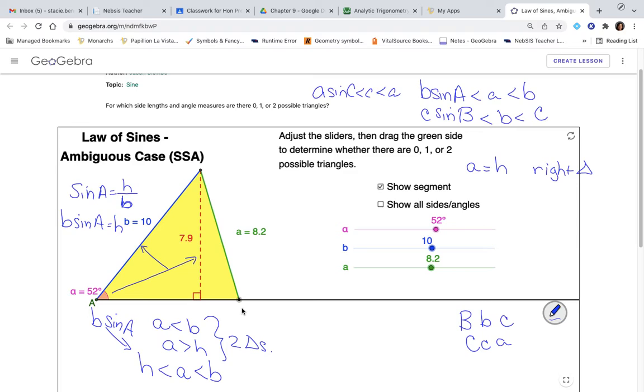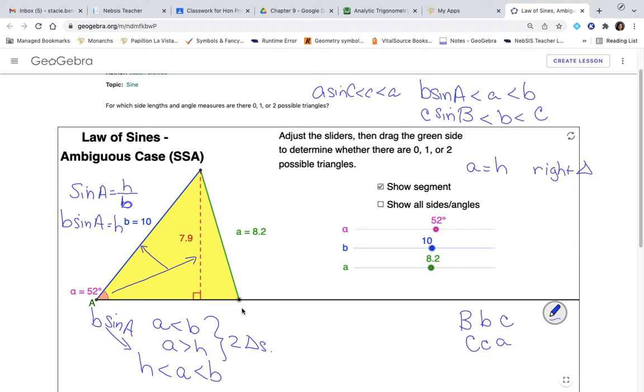So in that little bubble that you had yesterday, write a few of those down, or at the top of your paper from your assignment. This is your test to see if we've got 2 triangles. If A sine C is less than C is less than A, 2 triangles. If C sine B is less than B is less than C, 2 triangles. If C sine A is less than A is less than C, 2 triangles. We've got to find them both. So far, so good? Okay.